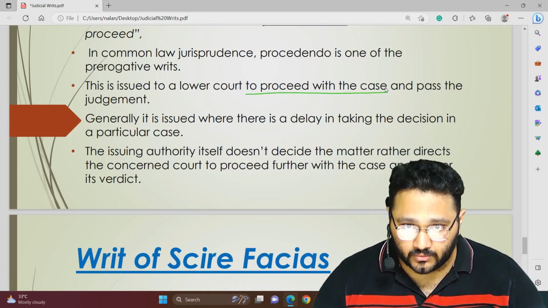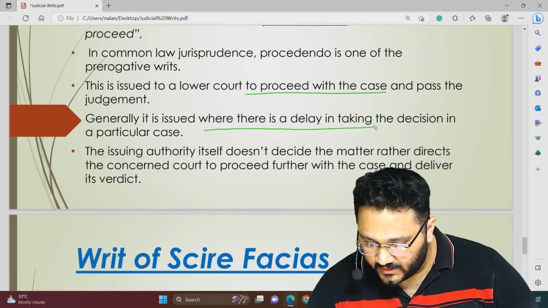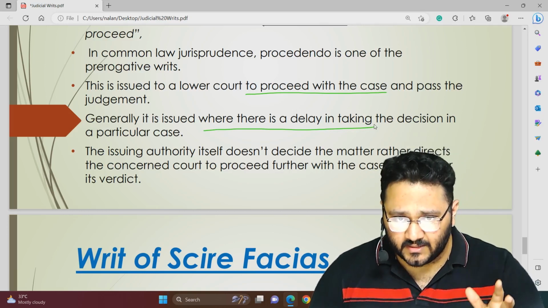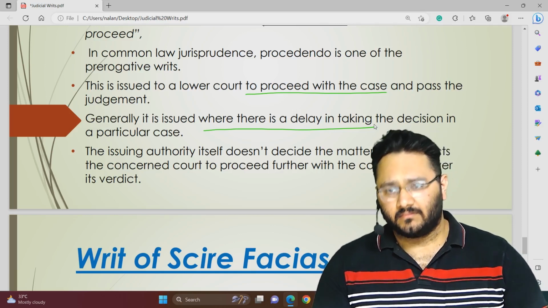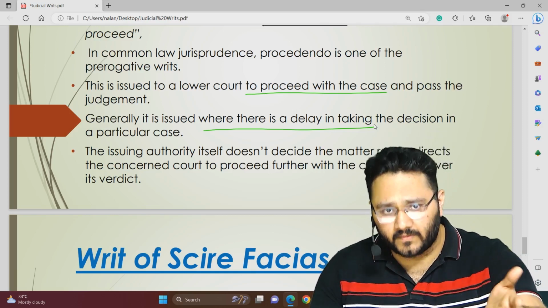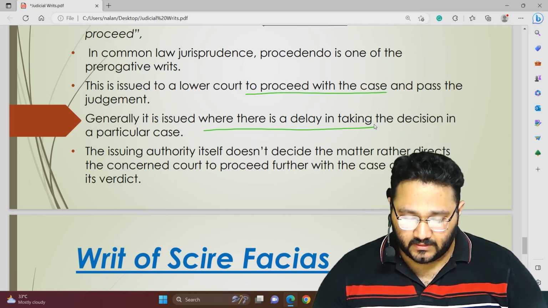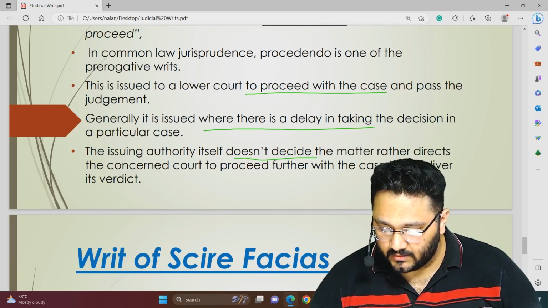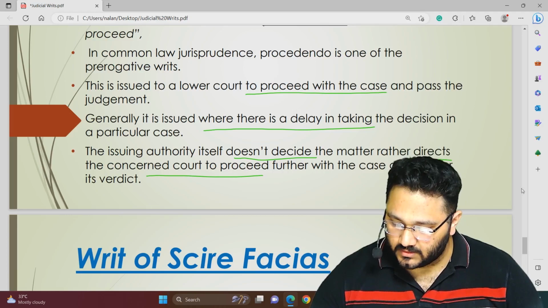Generally, it is issued where there is a delay in taking a decision. When there is a delay in taking the decision in a particular case, generally in these writs, the court does not pass a judgment. It just issues an order: okay, go ahead and give the judgment. The issuing authority itself does not decide the matter, but directs the concerned court to proceed further with the case and deliver its verdict.